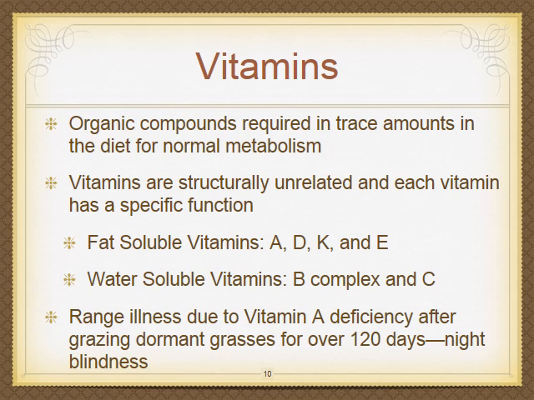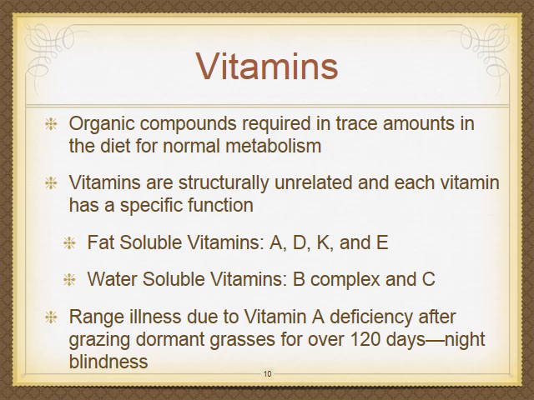The next nutrient that I'm going to highlight are the vitamins. Vitamins are organic compounds required in trace amounts in the diet for normal metabolism. Vitamins are structurally unrelated, and each vitamin has a specific function. So there are two classifications of vitamins. The first class are the fat-soluble vitamins. These are vitamins like A, D, K, and E. And these fat-soluble vitamins are ultimately stored in tissue, whereas the other vitamins, water-soluble vitamins, are not. Those include the B complex vitamins and also vitamin C.